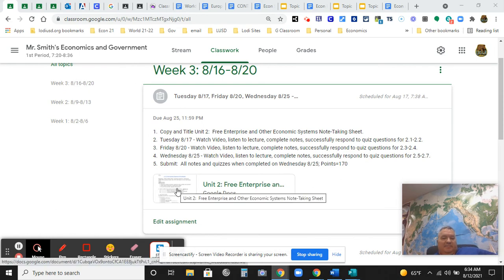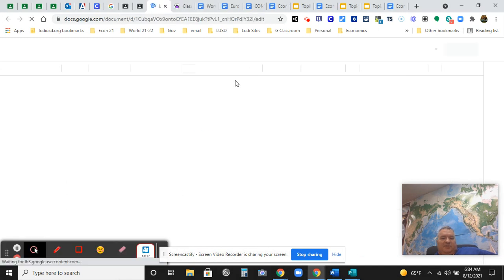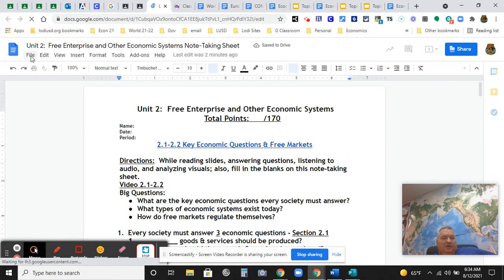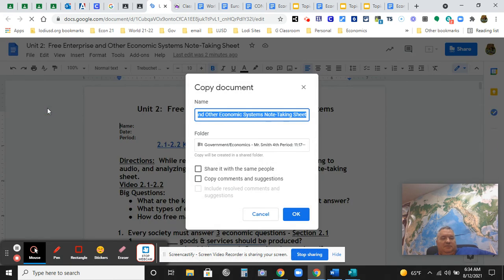Okay, first task, copy and title the Unit 2 note-taking sheet. So go ahead and open it. Notice I get a little circle every time I click. And remember to do that. We're going to choose File. I'm going to choose Make a Copy. I'm going to go put our name in it. I will do the notes simultaneously.